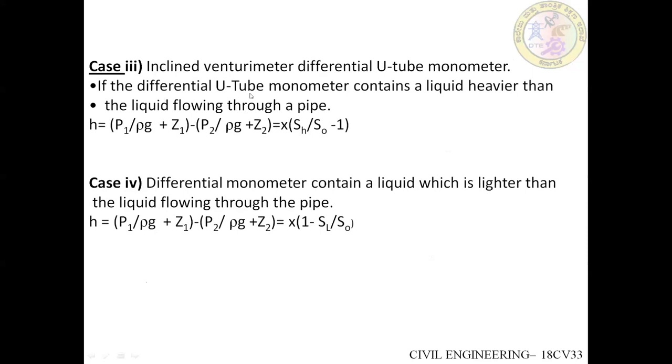If the differential U-tube manometer contains a heavier liquid than the liquid flowing through the pipe, then this is the equation to calculate the H value: P1 by rho g plus Z1 minus P2 by rho g plus Z2 is equal to X into SH by SO minus 1. Case 4: if the differential manometer contains a liquid which is lighter than the liquid flowing through the pipe, then we have the formula H equals P1 by rho g plus Z1 minus P2 by rho g plus Z2 will be equal to X into 1 minus SL by SO.